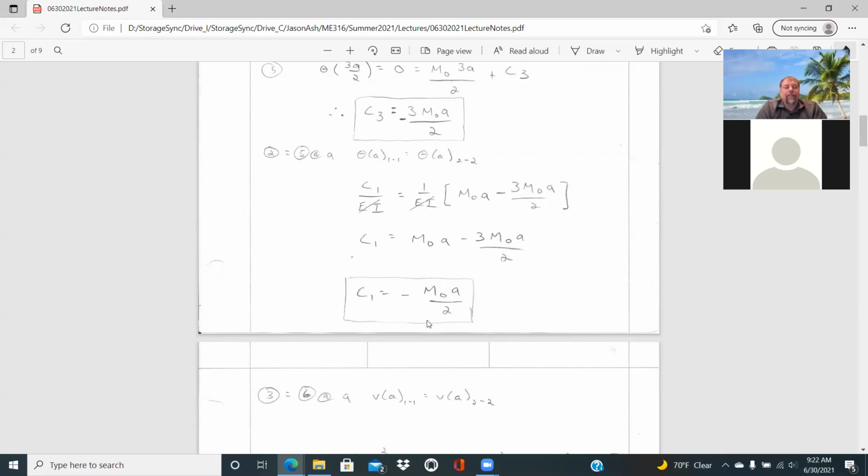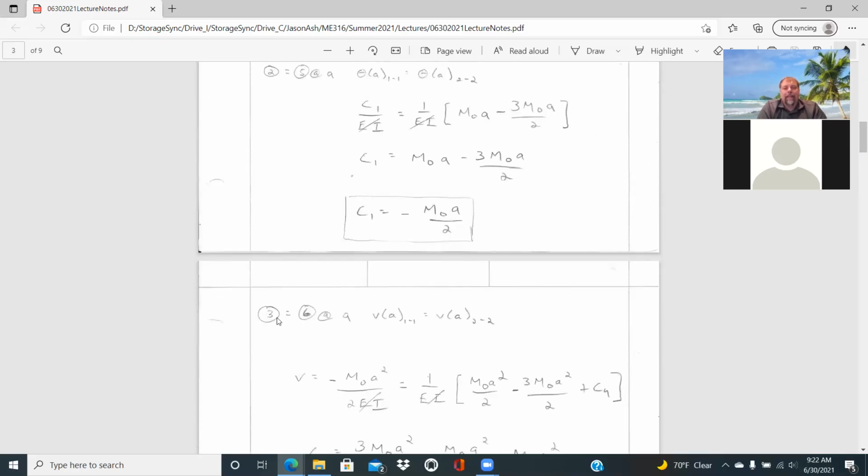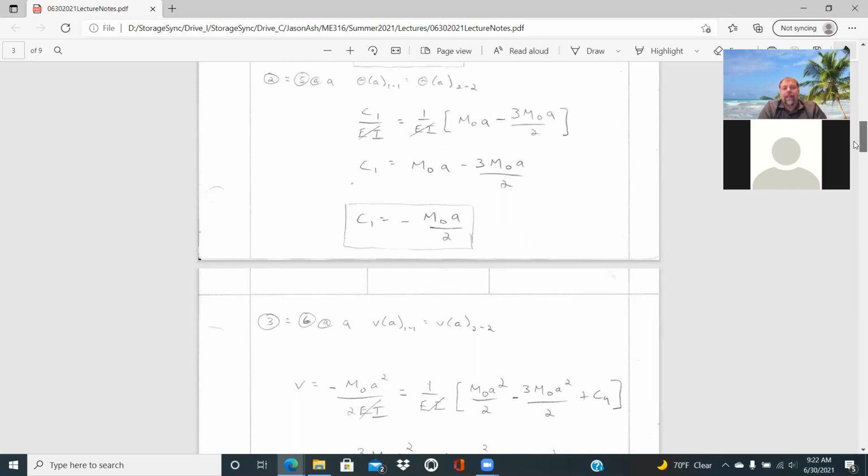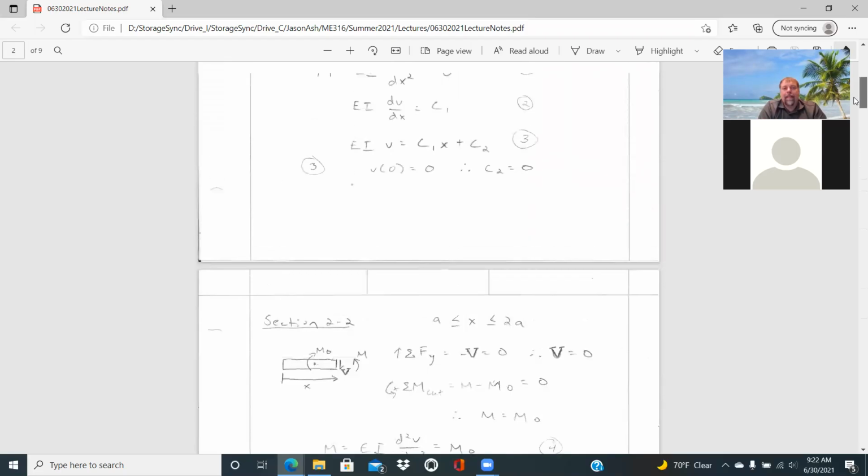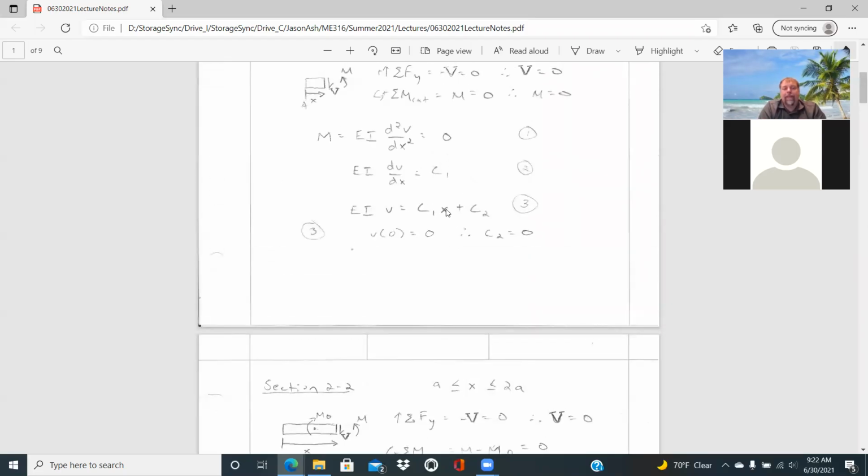The other thing that has to be true at x equal to a is the displacements have to be equal to one another. And so again, equation 3 is going to be equal to equation 6 at x equal to a. And so the displacement for the first one, and we're coming all the way back up here to equation 3, EIV equals C1 times x plus C2. Remember C2 is 0, C1 we just solve for.